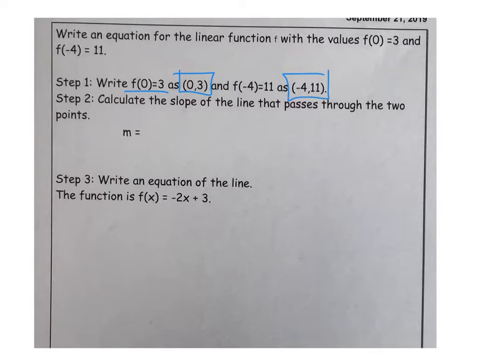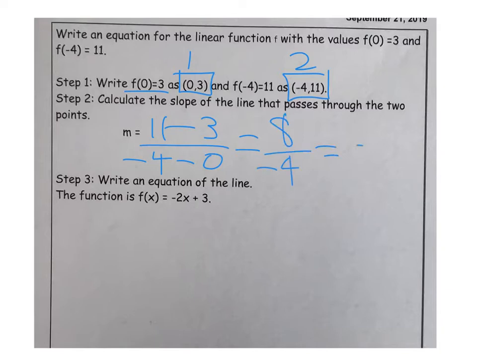So it says here calculate the slope of the line that passes through the 2 points. So I'm going to do that. I'm going to take this as point 2, this is point 1. So my y value for point 2 minus my y value for point 1 over my x value for point 2 minus my x value for point 1. So that's going to end up being 8 over negative 4, which is going to be equal to negative 2.